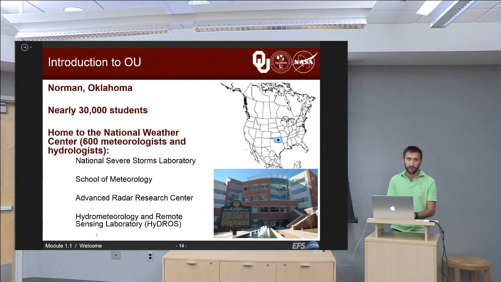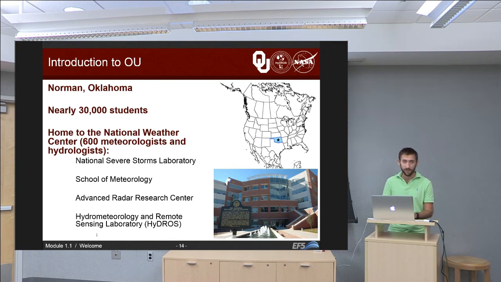Just a quick introduction to the folks who are actually bringing you this training today. We're from the University of Oklahoma, which is located in Norman, Oklahoma, which is highlighted in the blue with the black star there in the middle of North America on this slide. OU has nearly 30,000 students, and it's home to something called the National Weather Center, which has about 600 meteorologists and hydrologists, and some of the agencies and offices that are represented in this building include the National Severe Storms Laboratory, the School of Meteorology, the Advanced Radar Research Center, and then finally the sponsors of this training, the Hydrometeorology and Remote Sensing Laboratory, or HYDROS.